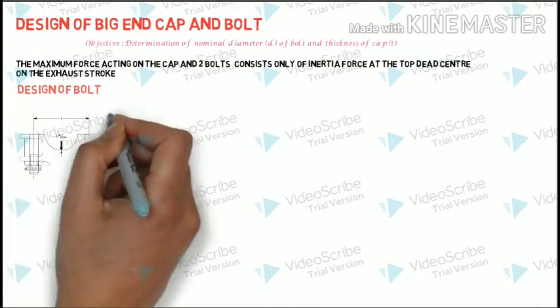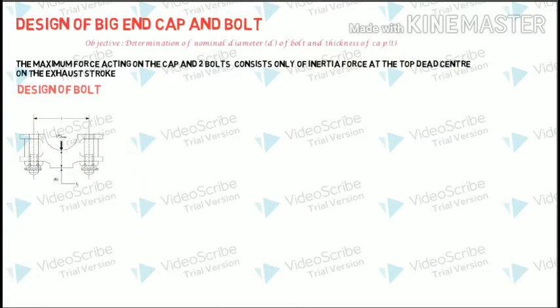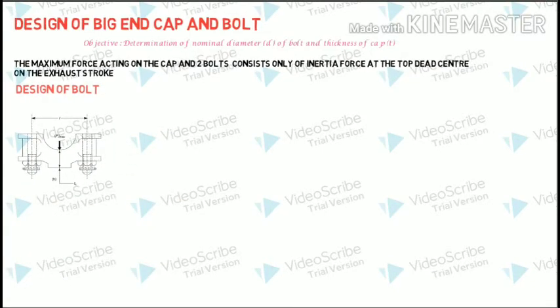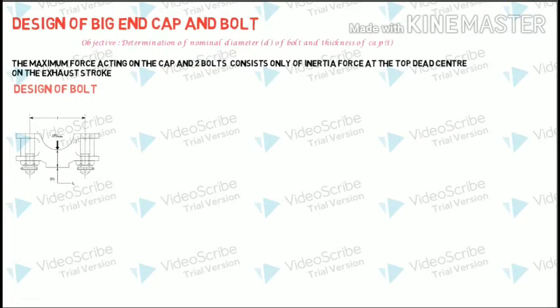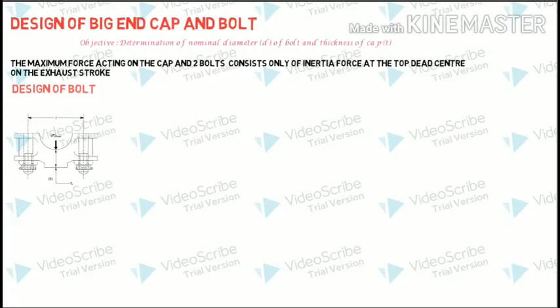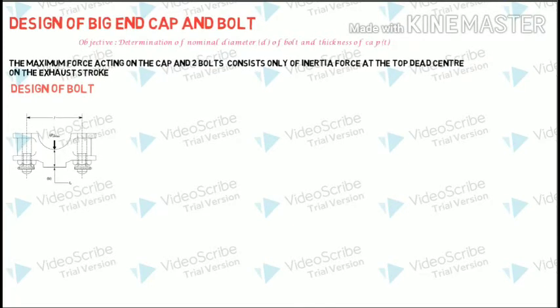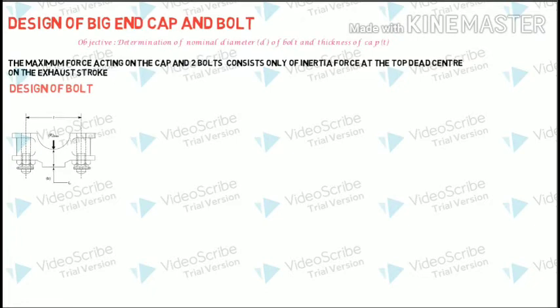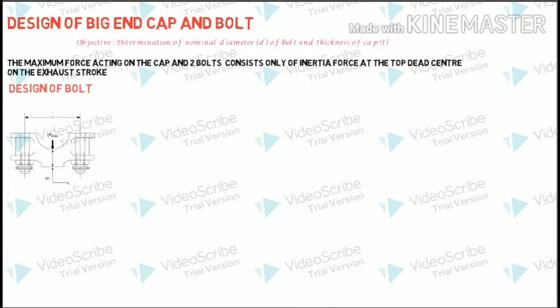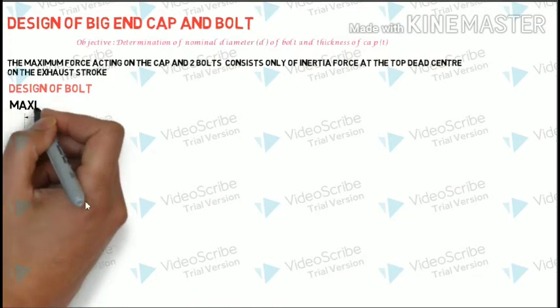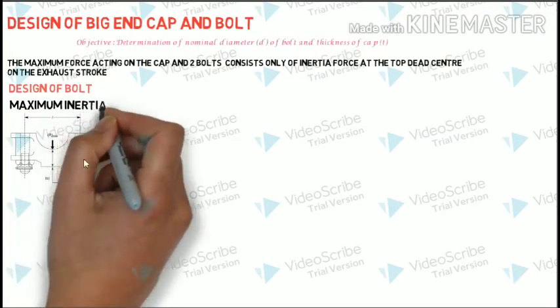Okay, so let us move on to the design of this bolt first. First of all let us analyze the bolt, and after that we will be dealing with the cap. So this is how the arrangement looks like. The big end part will look something like this, where it is having a cap followed by two bolts. So we'll be designing the bolt first.